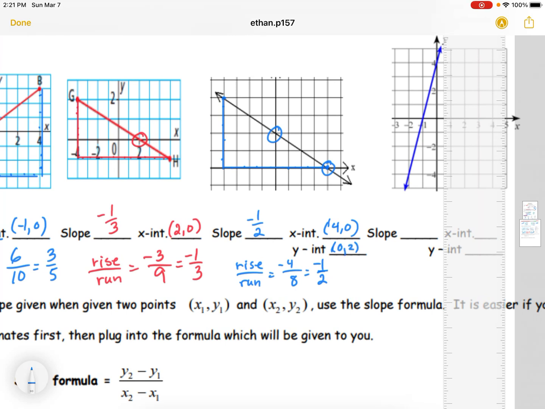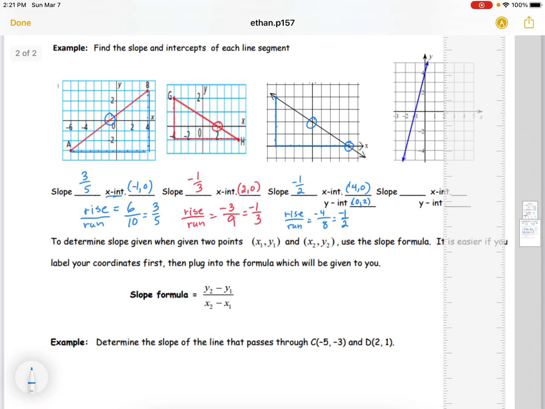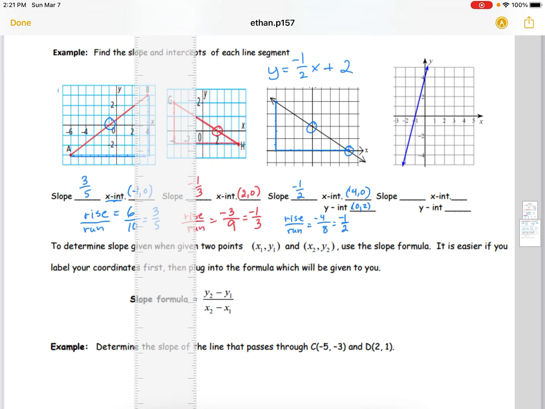Now that's pretty key, because now I have my slope and my y-intercept. So remember I said you can write it in the form y equals mx plus b. That will come up later, but just as a little teaser, you can write that as y is equal to -1/2 x plus 2, because of your slope and your y-intercept. Little teaser there for you.